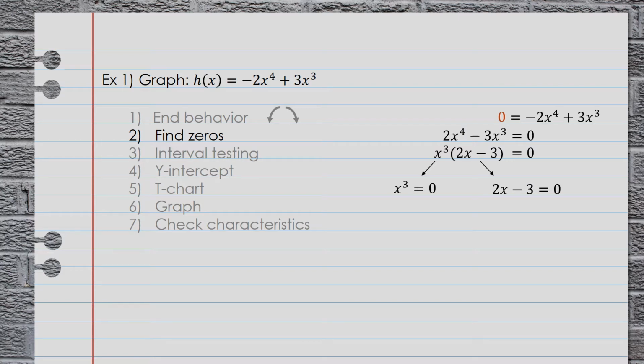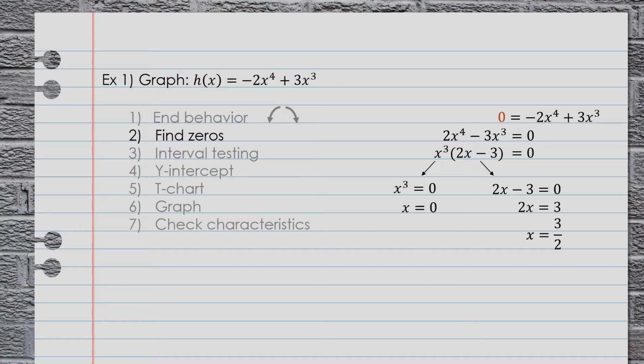The first equation is x cubed equals 0. Well, what number times itself 3 times could give me 0? That would have to be x equals 0. For the other equation, to solve for x, we would need to add 3 to both sides, and then divide both sides by 2, and we find x equals 3/2. So we have found the solutions, but remember, we're trying to find the zeros or x-intercepts, which means we must write these as ordered pairs.